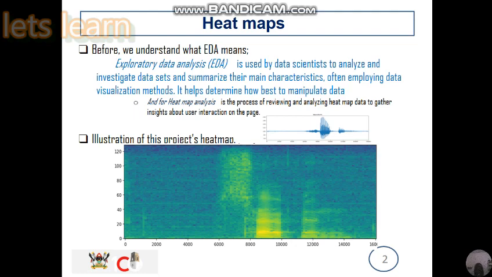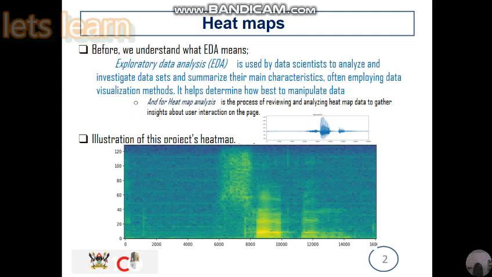What is my project about? How am I going to define it? So this time around we are going in with the exploratory data analysis, and this means the data scientists have to analyze and investigate data sets and summarize their main characteristics, often employing data visualizing methods. It helps determine how best to manipulate the data.